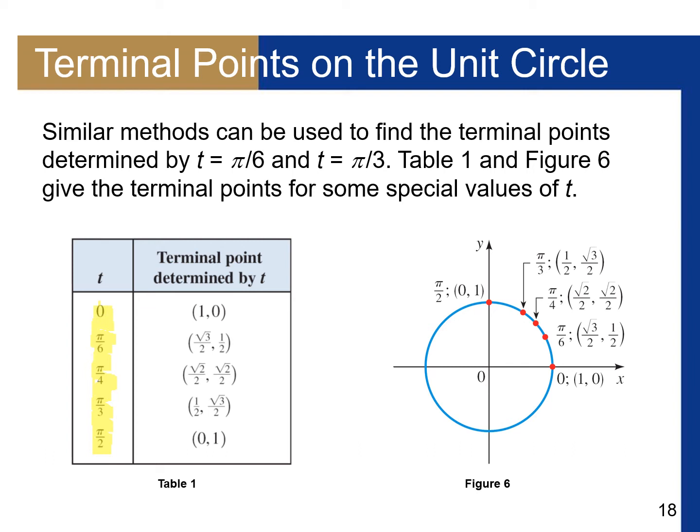So when t is 0, my terminal point will be (1, 0). When it's pi over 6, it'll be (square root of 3 over 2, 1/2). Pi over 4 is (square root of 2 over 2, square root of 2 over 2). Pi over 3 is (1/2, square root of 3 over 2), and pi over 2 is (0, 1).